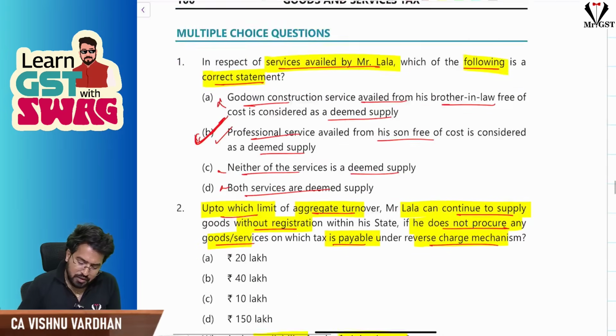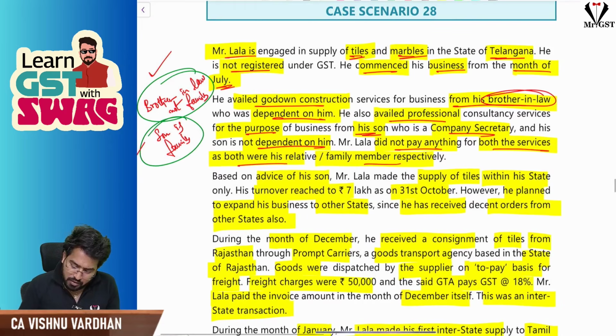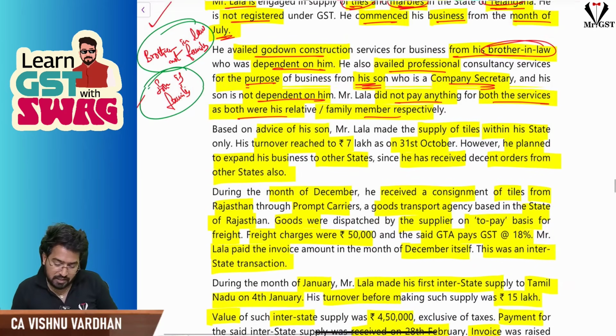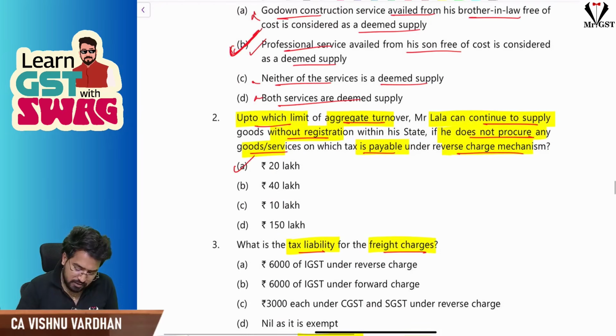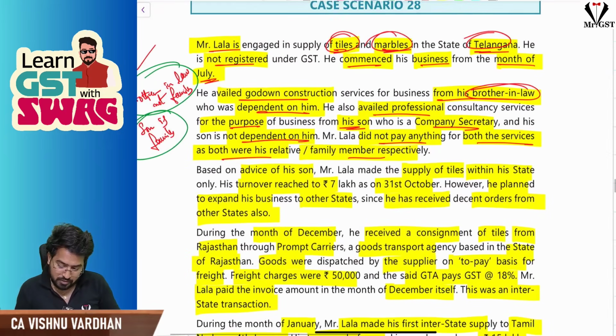Next, coming to the next one. As you know, he is dealing with tiles and marbles in Telangana. If he is not purchasing any RCM supplies, his threshold limit will be obviously in Telangana 20 lakhs. This will be the answer here. Okay, right. Now coming to the next one.